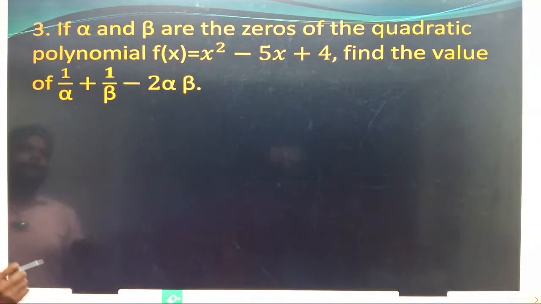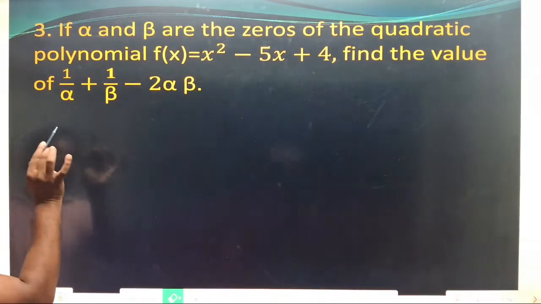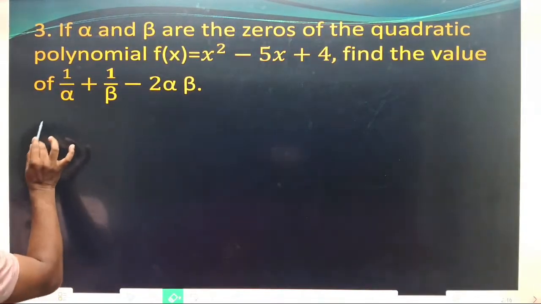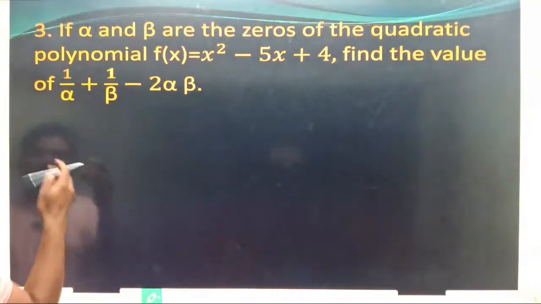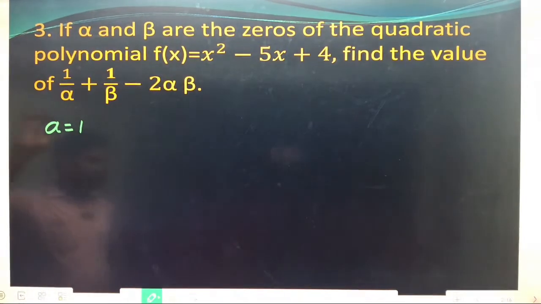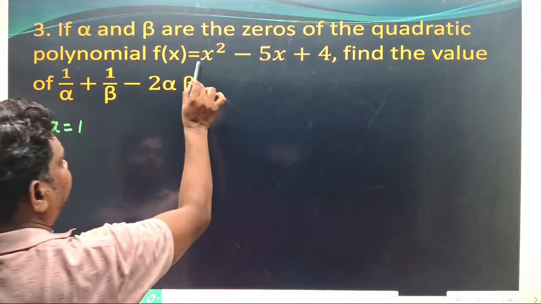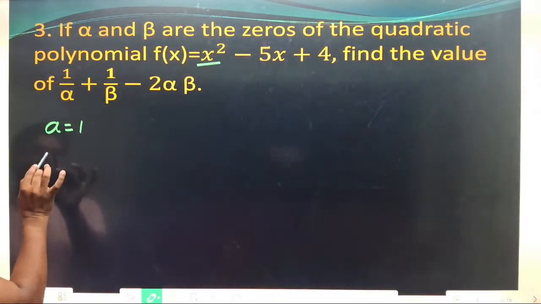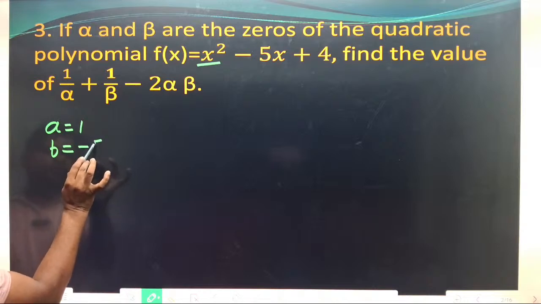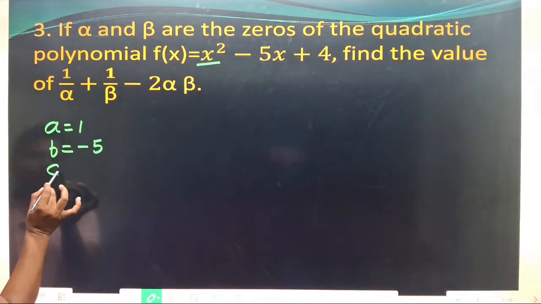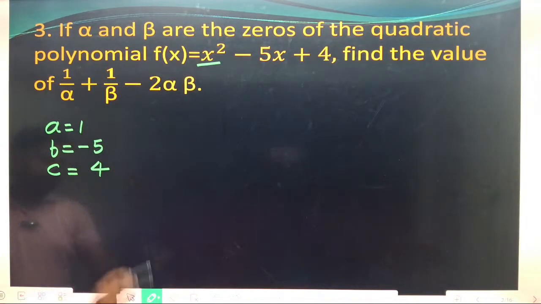You see here, first, what is the value of A, B and C? In this polynomial, A is equal to 1. A is the coefficient of x square. The coefficient of x square here is A equal to 1. And the coefficient of x, that is B, is equal to minus 5, negative 5. And C is the constant term, that is equal to positive 4.